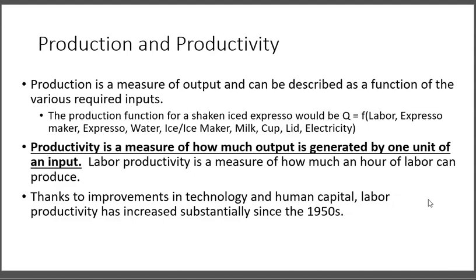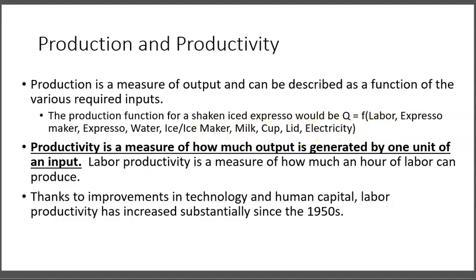And of course, we have a concept called the production function, which simply shows how production occurs, more or less. So if we think about a shaken ice espresso, the production function here would include labor, the espresso maker, espresso, water, ice maker, milk, so on and so forth.